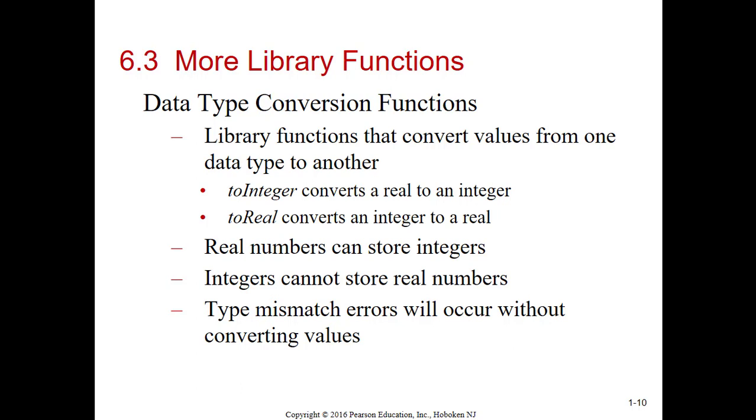Library functions that convert a value from one data type to another. 2 integer converts a real to an integer, which basically truncates the decimals. 2 real converts the integer to a real, which is going to do 0.00, or however many decimal positions you declare. Real numbers can store integers. Integers cannot store real numbers. Type mismatch will occur without converting values.